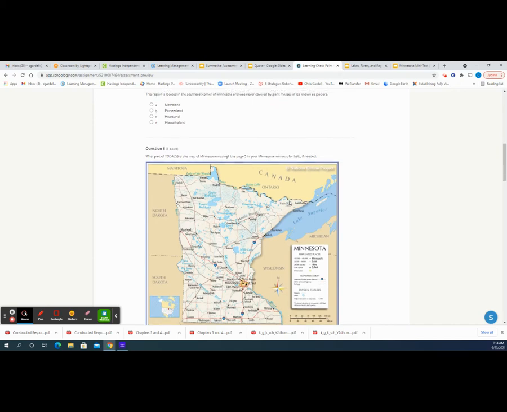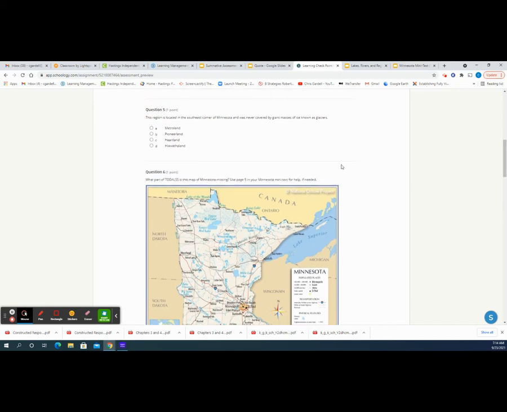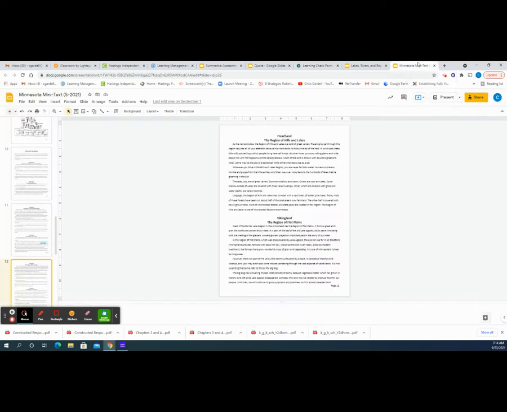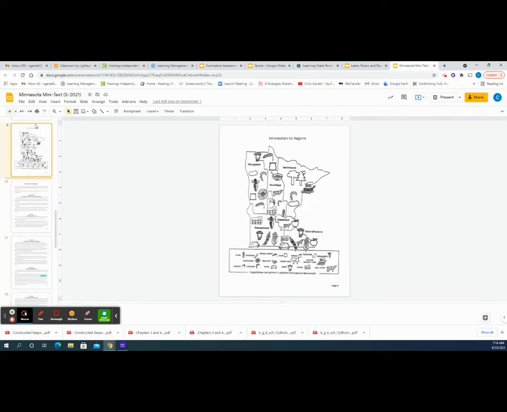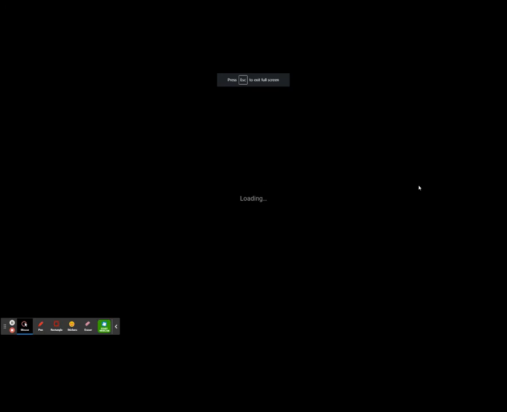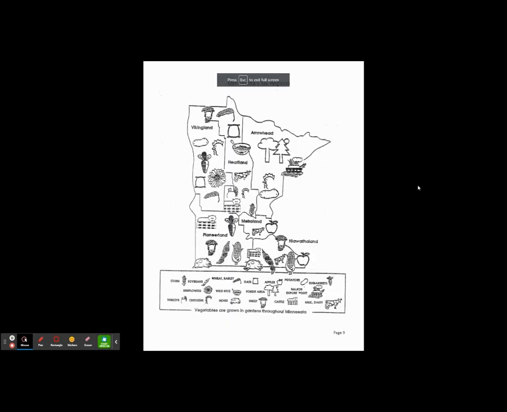Question number 5. This region is located in the southeast corner of Minnesota and was never covered by giant masses of ice known as glaciers. Well, this is what I would do. First of all, figure out where the southeast corner of Minnesota is. Where is that? If you need to, draw a compass rose. Then go into our Minnesota mini text and turn to page 9. And page 9 has a map of each of these regions.